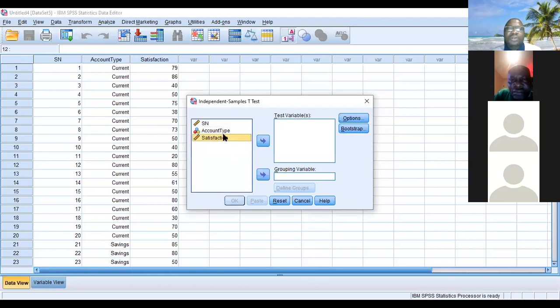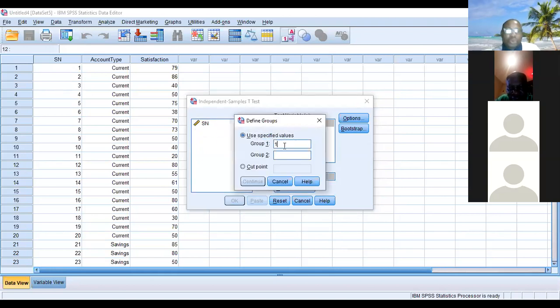Okay, satisfaction. Enter. Then group, account type, 1, 2.